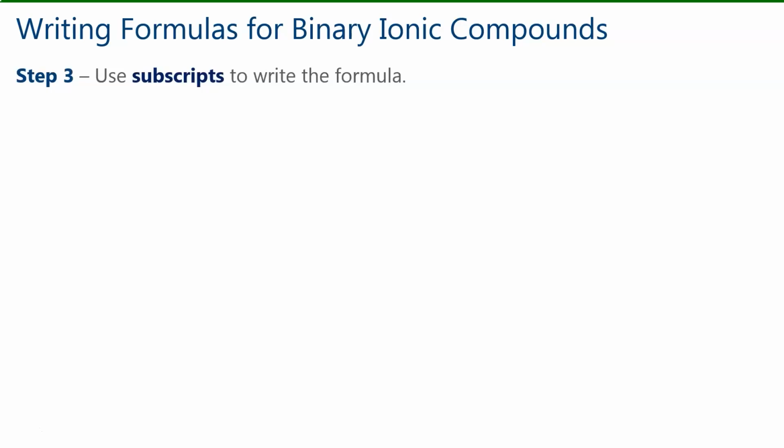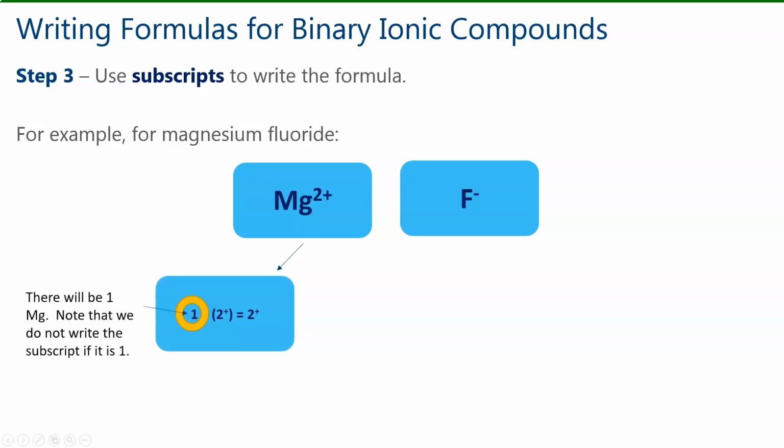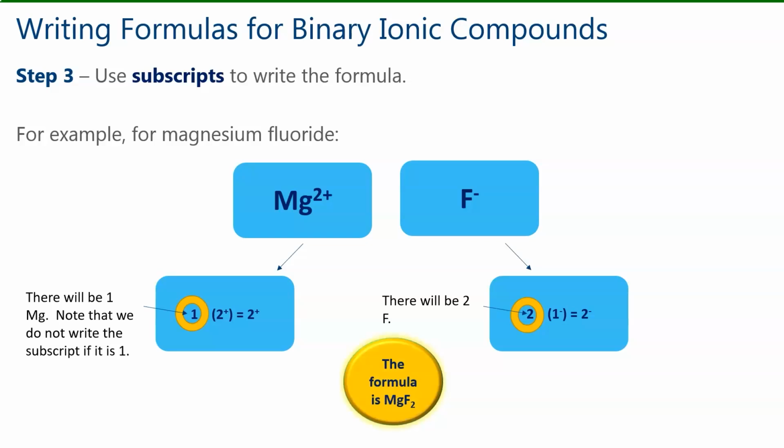Our third step is to use subscripts to write the formula. For example, for magnesium fluoride, we said that we would need 1 magnesium ion, and note that there will be 1 magnesium, but we do not write the subscript if it is 1. We would just write Mg. And then for fluoride, we said that we would have 2 fluoride ions because 2 times -1 would give us the charge of -2 we needed to balance out the charges. So there will be 2 fluoride ions. 2 will be our subscript for fluoride. The formula then for magnesium fluoride is MgF2.